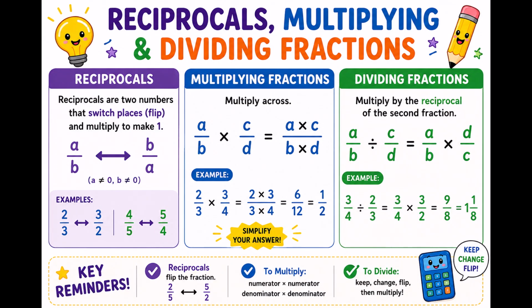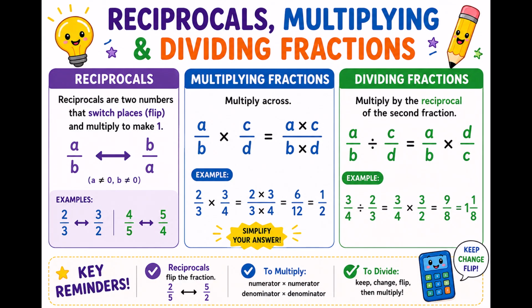So first, what is a reciprocal? A reciprocal is made by flipping a fraction upside down. For example, 2/3 becomes 3/2. 4/5 becomes 5/4. Good, 5/4. When you multiply a fraction by its reciprocal, the answer is always 1.